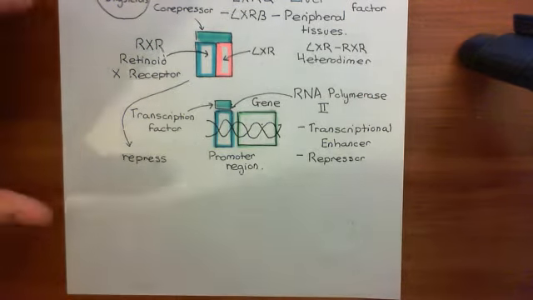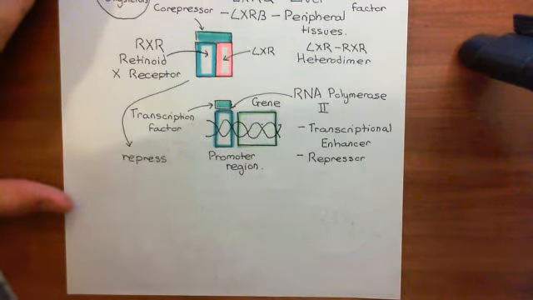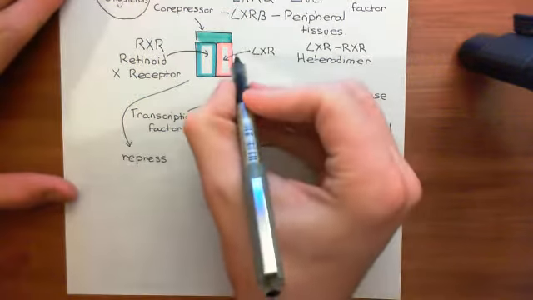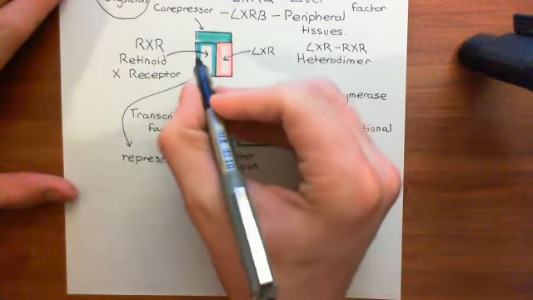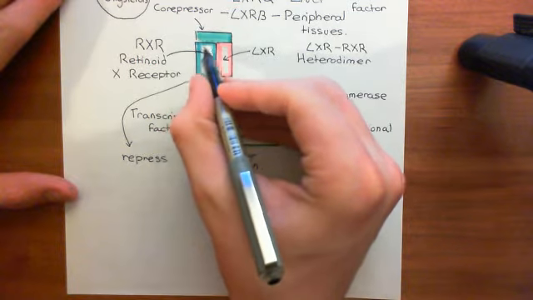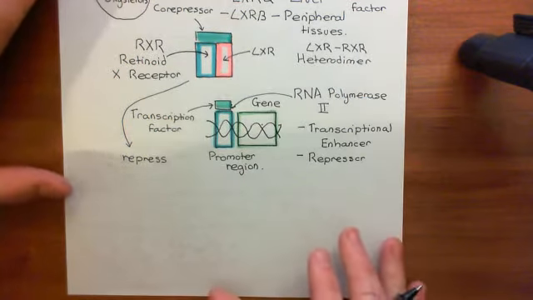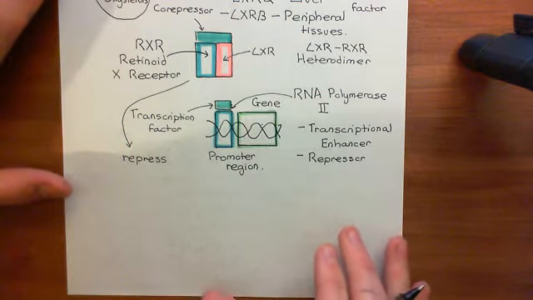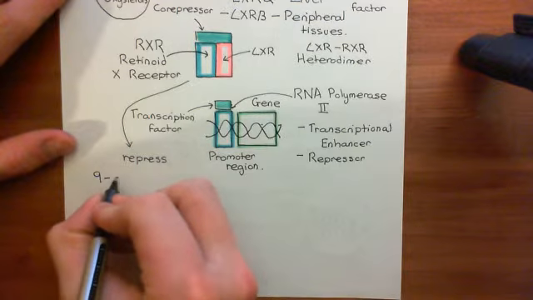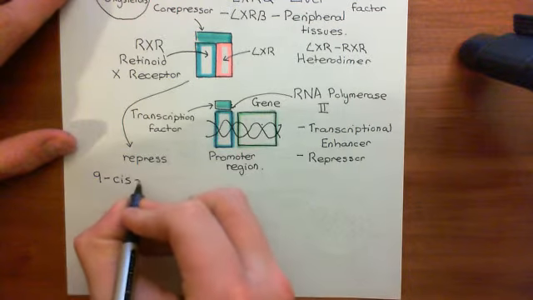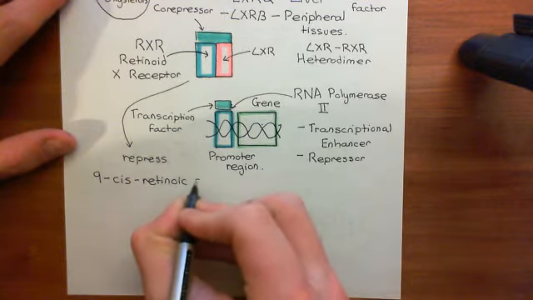Okay, right. On the other hand, when these oxysterols go up within the cell, what will happen is oxysterols will bind to the liver X receptor. Okay, you're also going to need the ligand for the retinoid X receptor to bind as well. So let me now discuss what the ligand for the retinoid X receptor is. So basically the ligand for the retinoid X receptor is something called 9-cis retinoic acid.